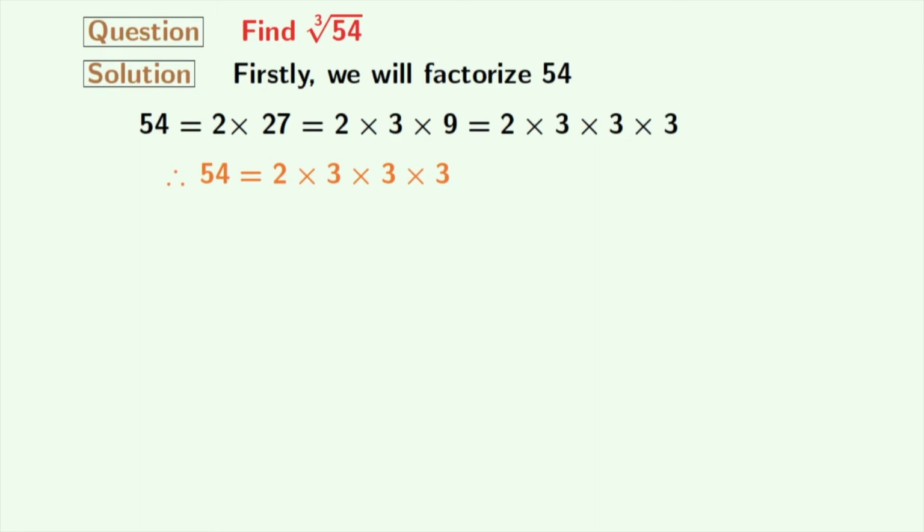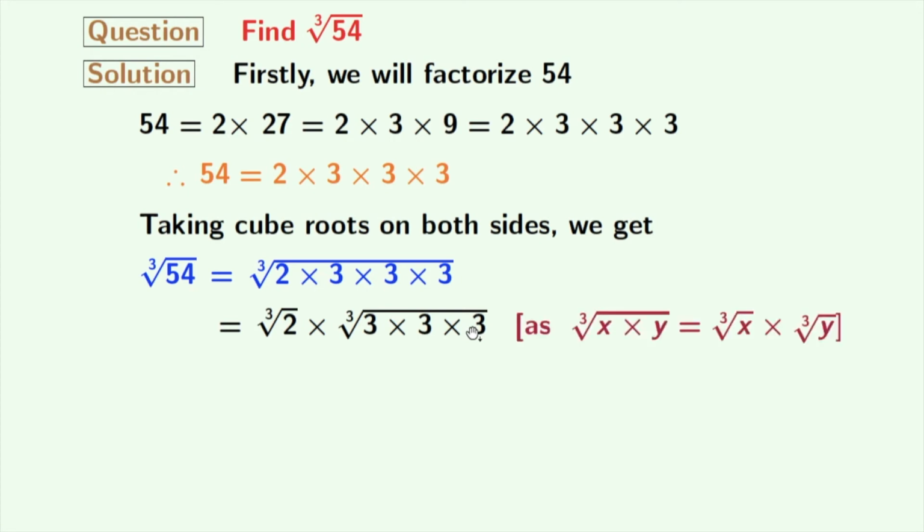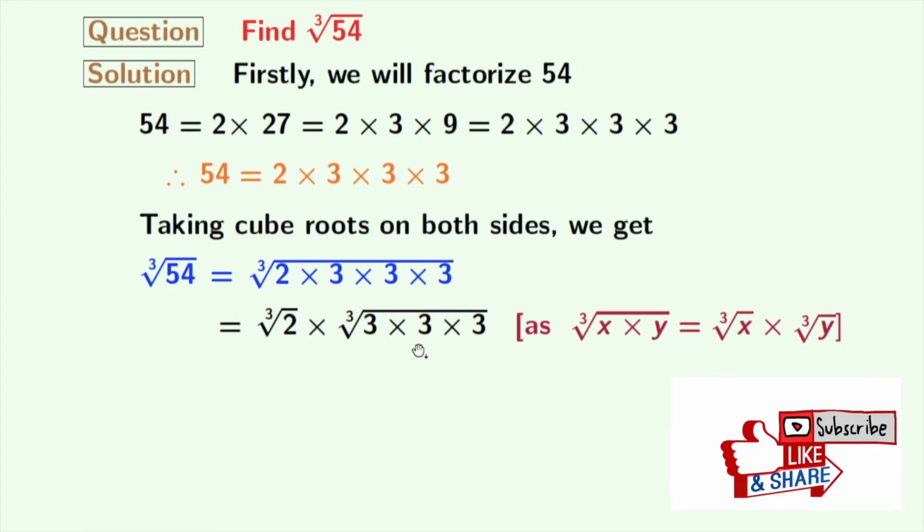Now taking the cube root on both sides, we get cube root of 54 is equal to cube root of 2 times 3 times 3 times 3. After grouping, we get cube root of 2 times cube root of 3 times 3 times 3. Here we have used the rule of cube root of x times y is equal to cube root of x times cube root of y. Here x is equal to 2 and y is equal to 3 times 3 times 3.